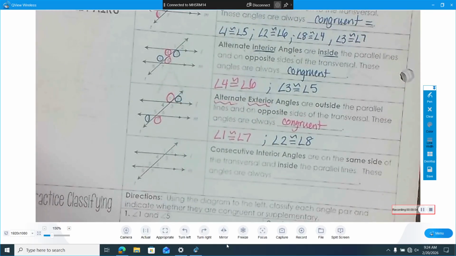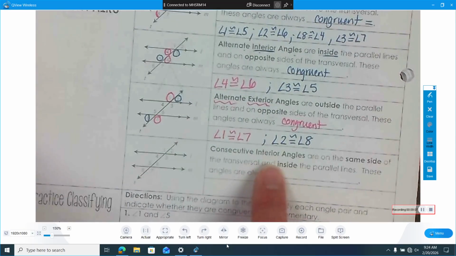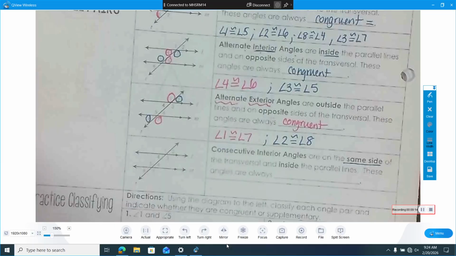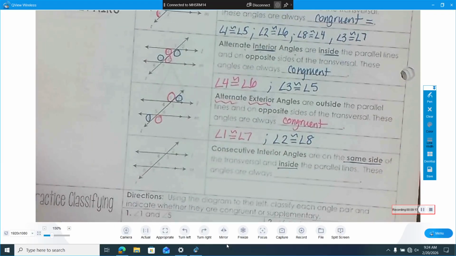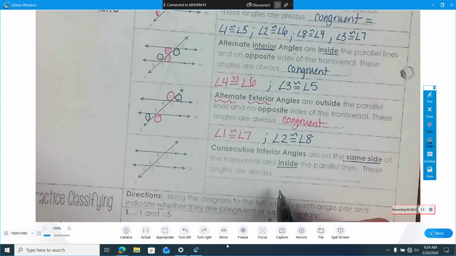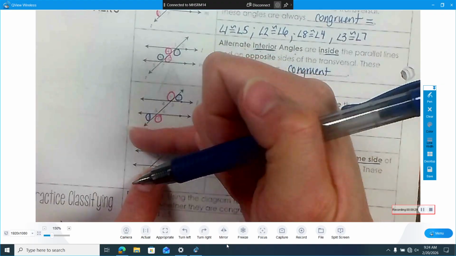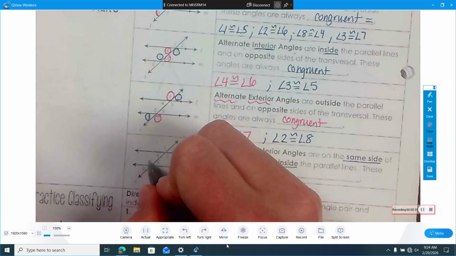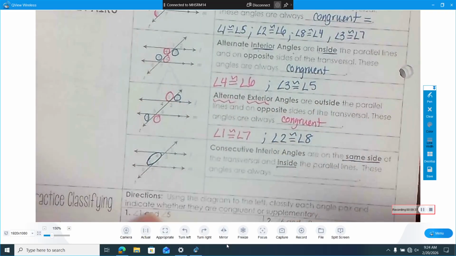All right. Here we have consecutive interior. Consecutive interior angles are on the same side of the transversal and inside the parallel lines. Consecutive means one right after the other, and they're on the same side and in between the parallel lines. What do you think a pair of consecutive interior angles would be? 4 and 5, yeah. So 4 and 5 are consecutive interior angles.